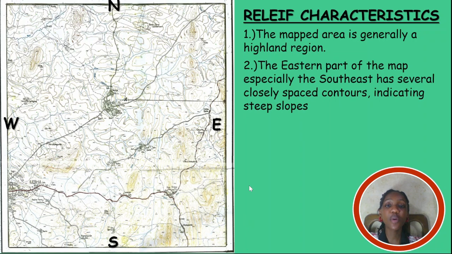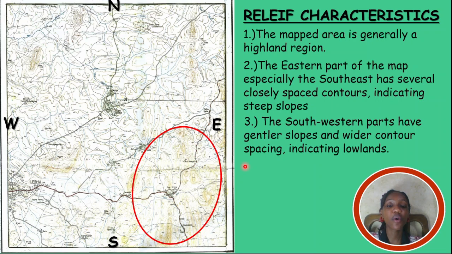Number 2, the eastern part of the map, especially the southeast, has several closely spaced contours indicating steep slopes. So now looking at the southeastern part of our map, we can see several closely spaced contours together, and this indicates a steep slope.